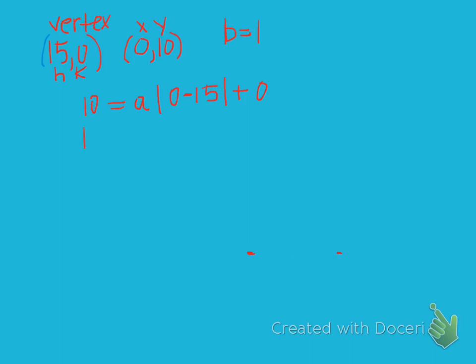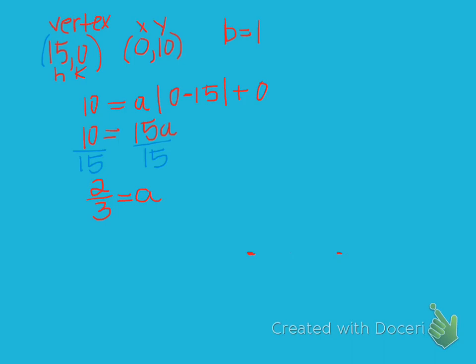So then we have 10 is equal to, and we simplify this, 0 minus 15 is negative 15. The absolute value of negative 15 is 15. So that's 15a, and then plus 0, which does nothing, so we can eliminate it. To find out what a is, we just divide both sides by 15. If I divide both sides by 15 and reduce it, I'll get 2/3.